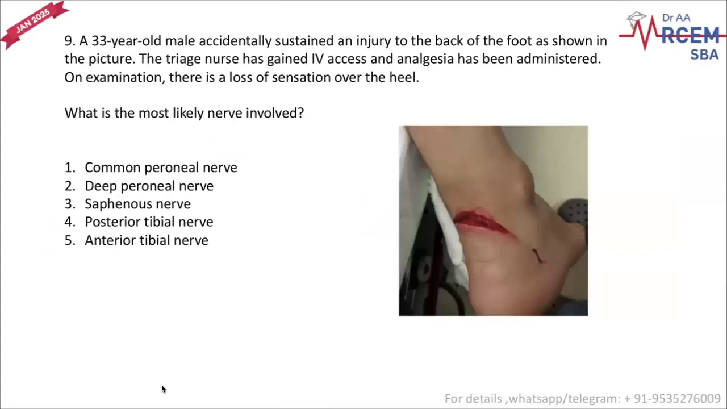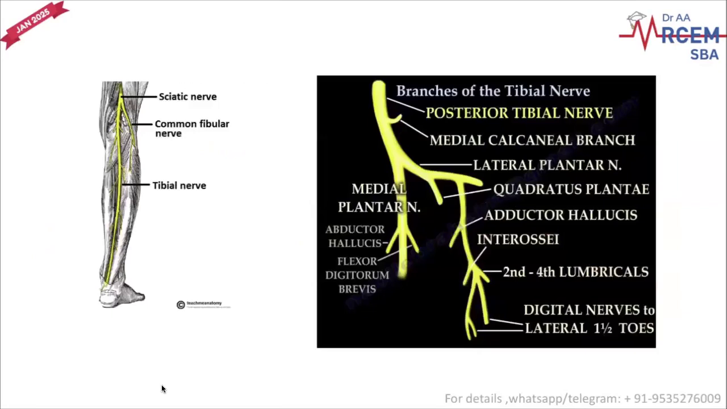A 33-year-old male accidentally sustained an injury to the back of the foot as shown in the picture. The triage nurse has gained the IV access and given the painkillers. On examination, there is loss of sensation over the heel. What is the most likely nerve which is involved? What you need to remember is that close to the knee, there is the posterior tibial nerve which runs here.